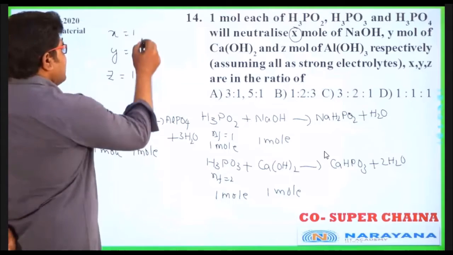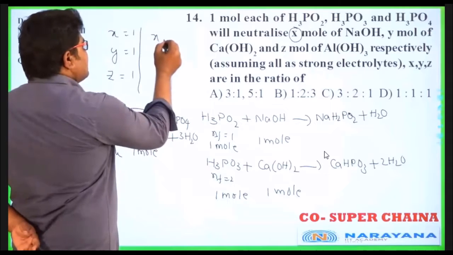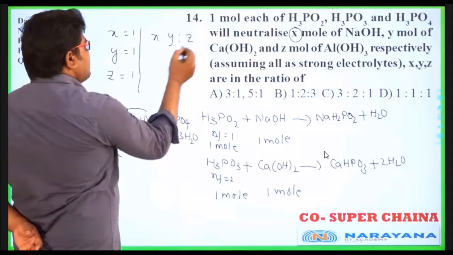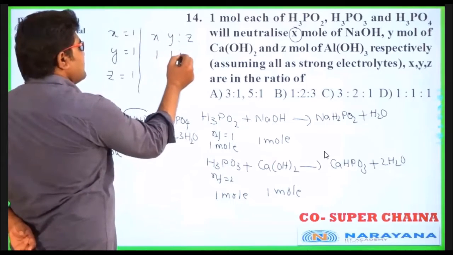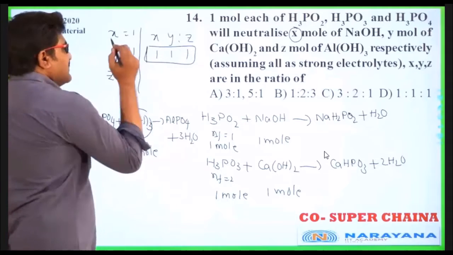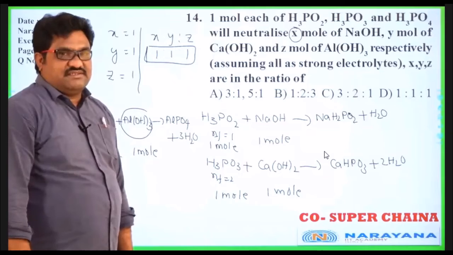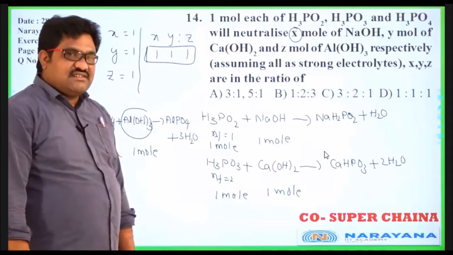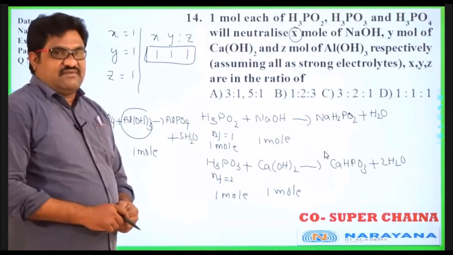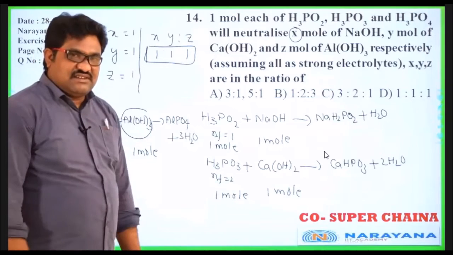So what is the ratio? X is to Y is to Z is equal to 1 is to 1 is to 1, based on the basicity of the given acid, that many number of moles were required. Okay, is it clear? Let us go for the next one.